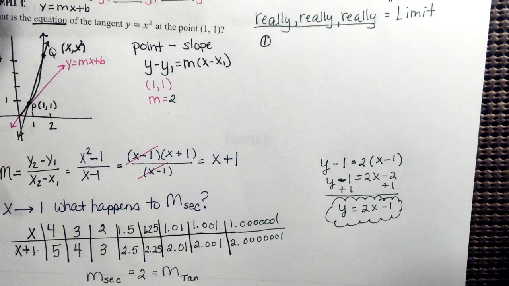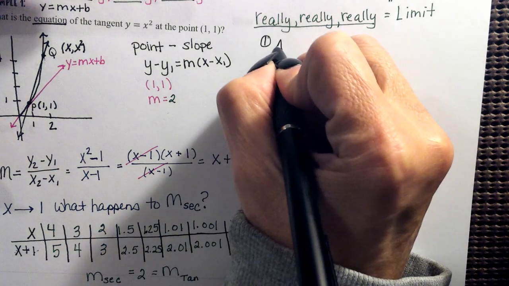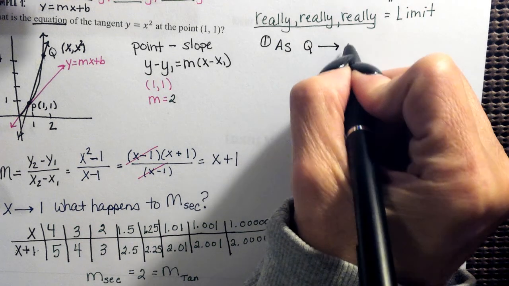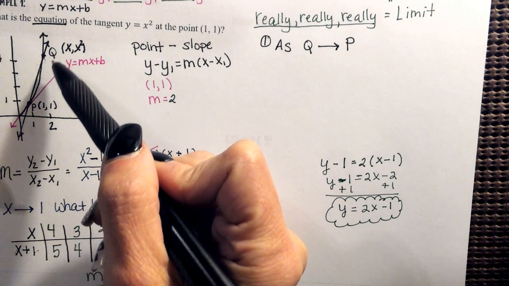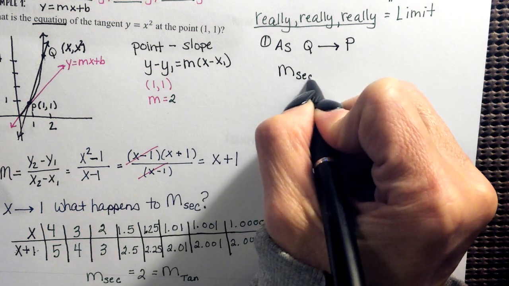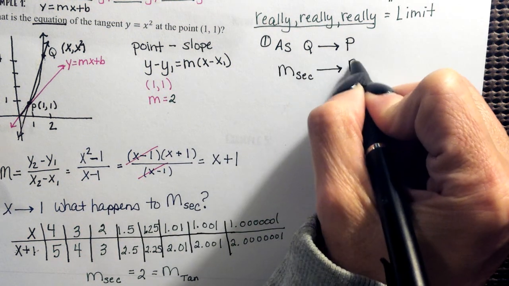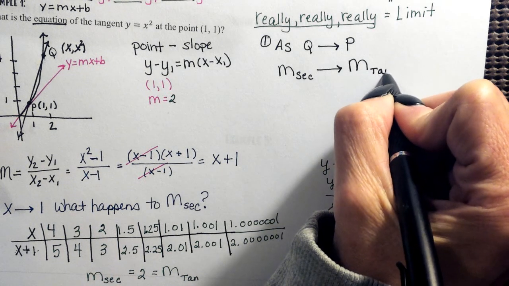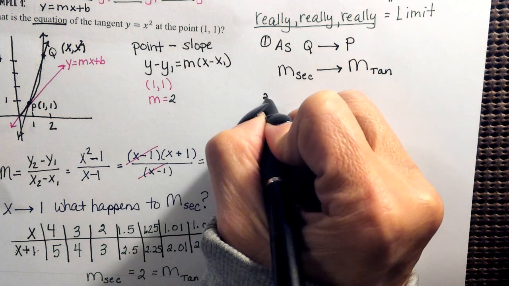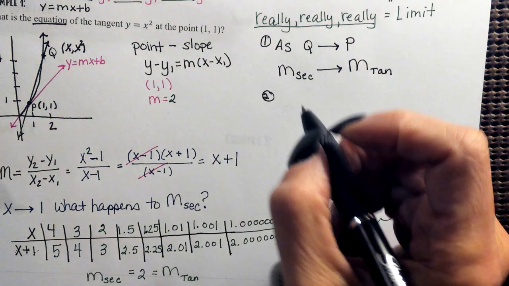Okay. So let me give you some notes up here that I meant to give you earlier, but then I got sidetracked. Okay, here's what we did. As Q approaches P, as Q moves down the line and approaches P, the slope of the secant is going to approach the slope of the tangent. As it moves down, it's going to get really, really close. Okay, that kind of made sense. I feel like you guys got that.